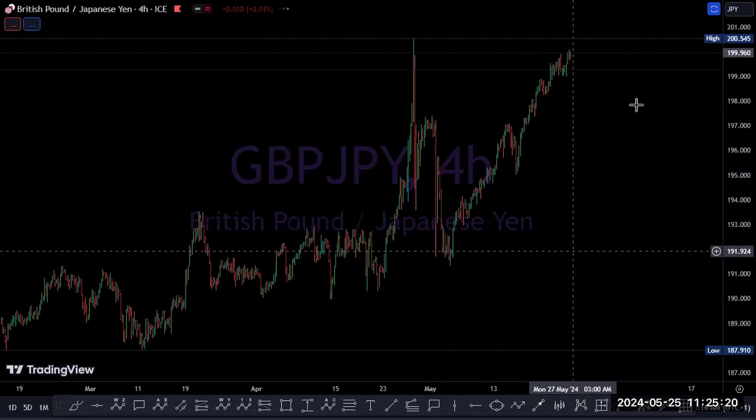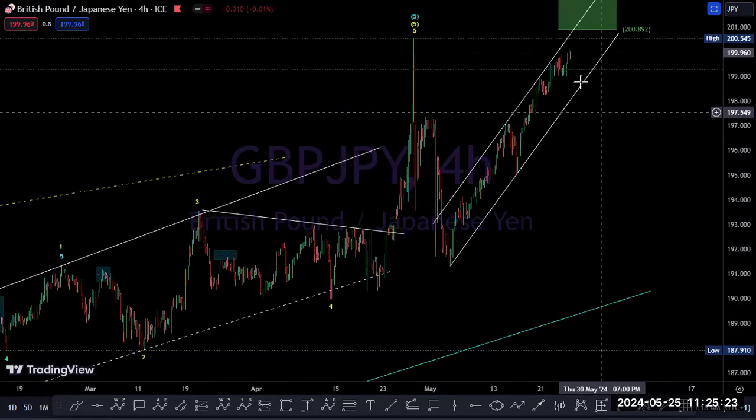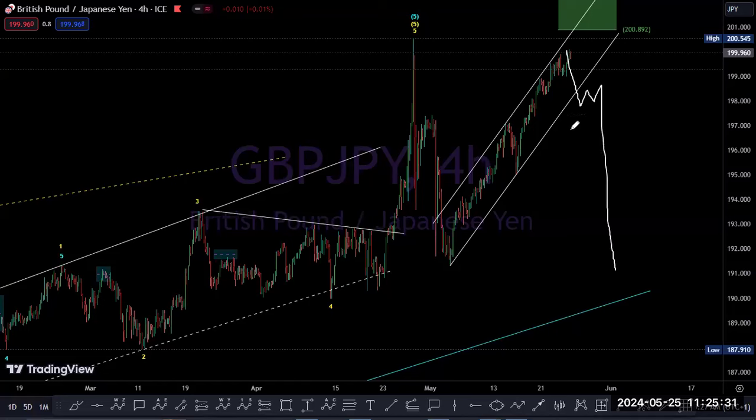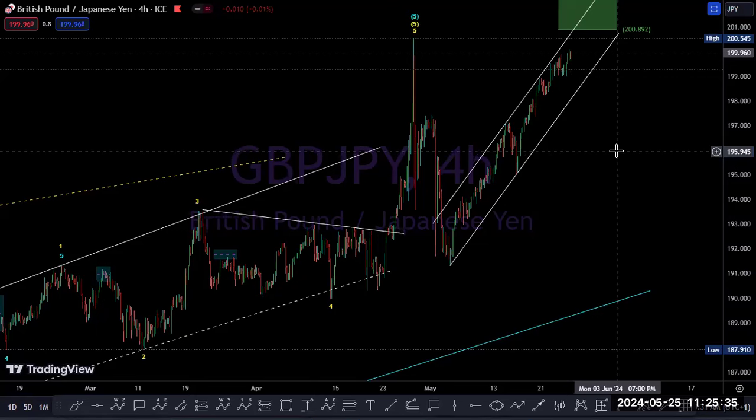Fund JPY. I don't like the structure, but if the price breaks this channel, I will use it as a reason to sell. Okay, but for now, I'm just watching it.